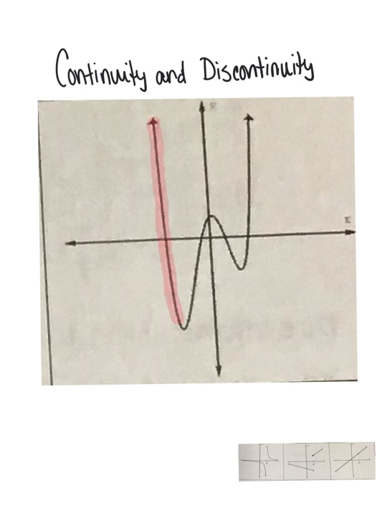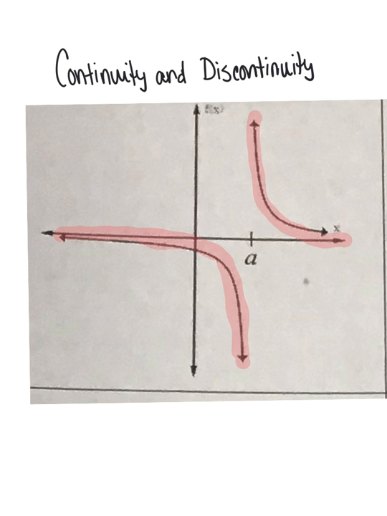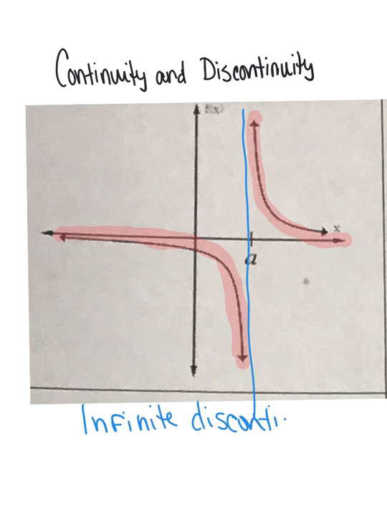This graph does not have continuity because if I wanted to trace this graph, I would have to pick up my pen and move it to another part of my graph. So this graph is discontinuous, but because it has a special type of discontinuity, it has an asymptote in between these at x is equal to a. So this has what is called infinite discontinuity. This happens anytime I have an asymptote.